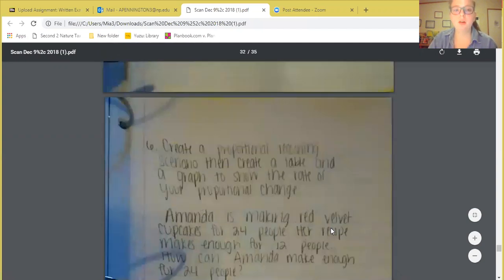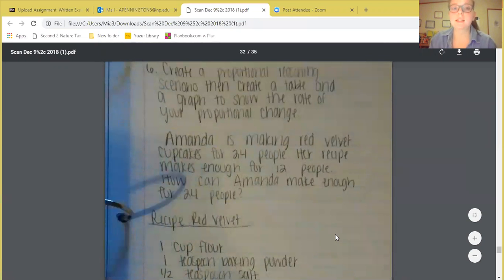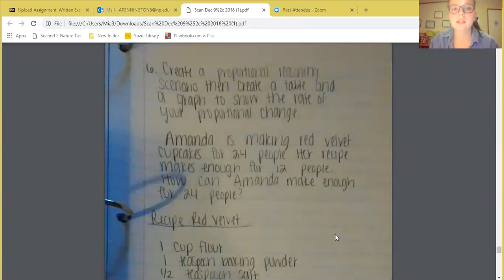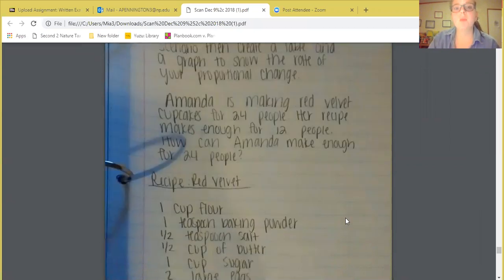And then we are going to do question 6. It says, create a proportional reasoning scenario, then create a table and a graph to show the rate of your proportional change. So I put Amanda is making red velvet cupcakes for 24 people. Her recipe makes enough for 12 people. How can Amanda make enough for 24 people?